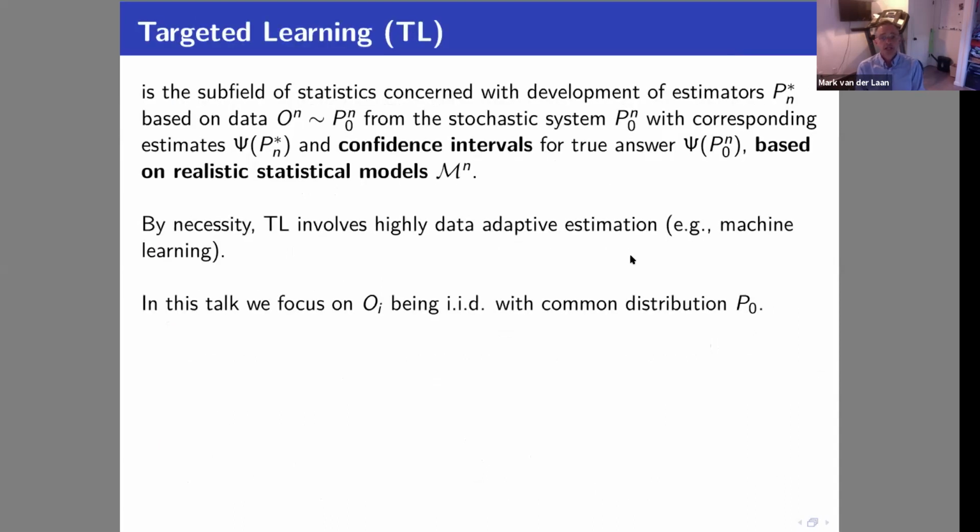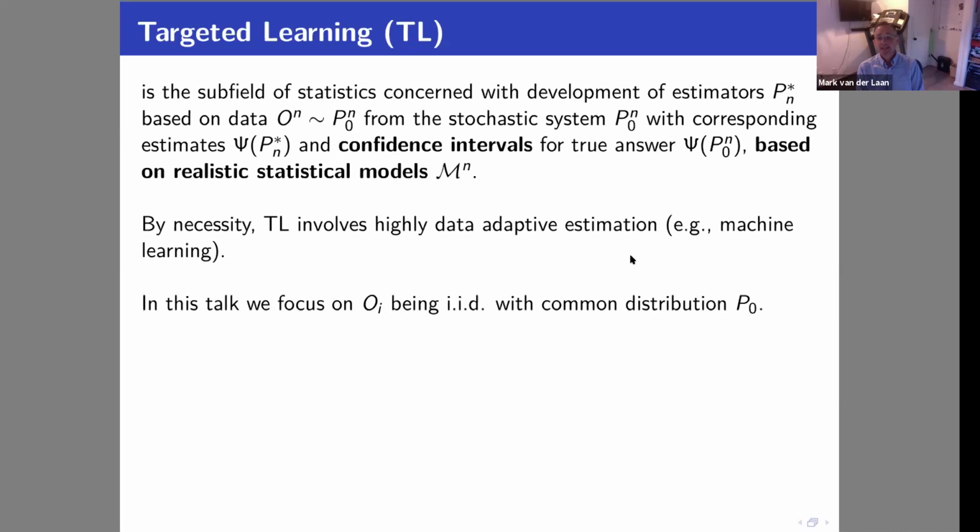Now, targeted learning is defined as the subfield of statistics which is concerned with the development of estimators of the data distribution. I call them PN star, which then come with a plugin estimator psi of PN star, and we want these plugin estimators to be consistent, asymptotically normal, and also provide confidence intervals. And all this needs to happen in realistic statistical models, which will be infinite dimensional and highly non-parametric.